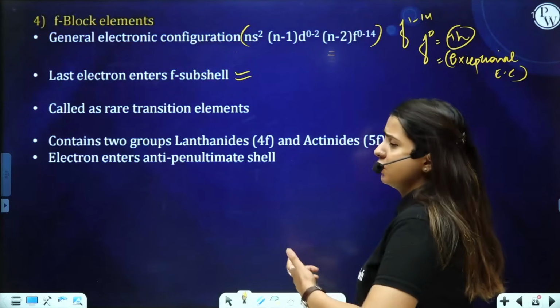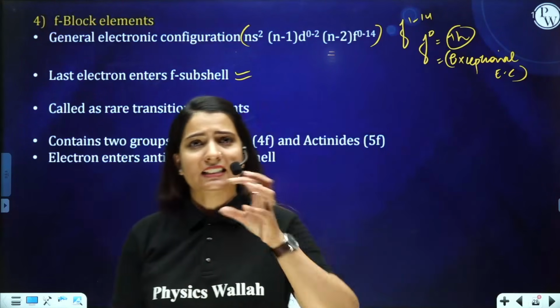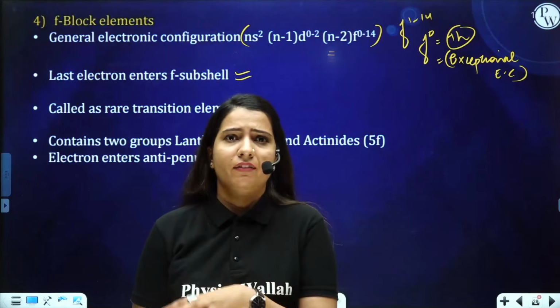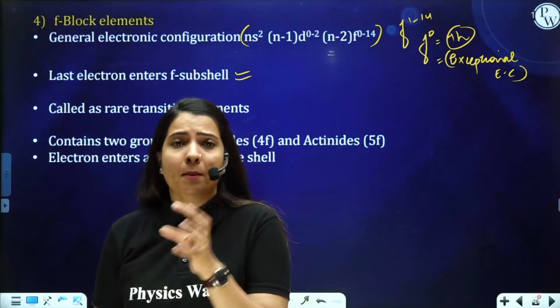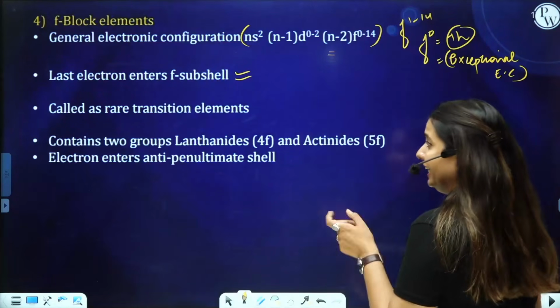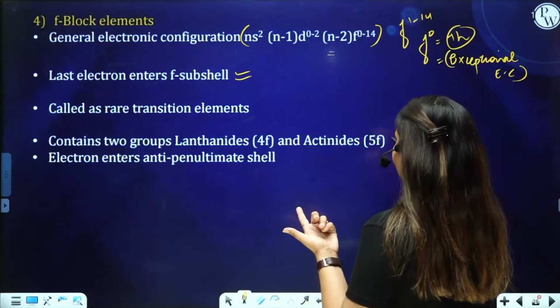They are called the rare transition elements because they are present inside the transition elements. They are called inner transition elements. They are not found everywhere. They are rare transition elements present inside the transition elements. It contains two groups, lanthanides and actinides.